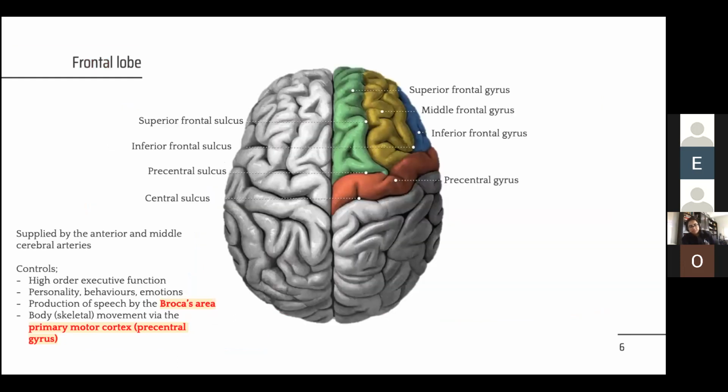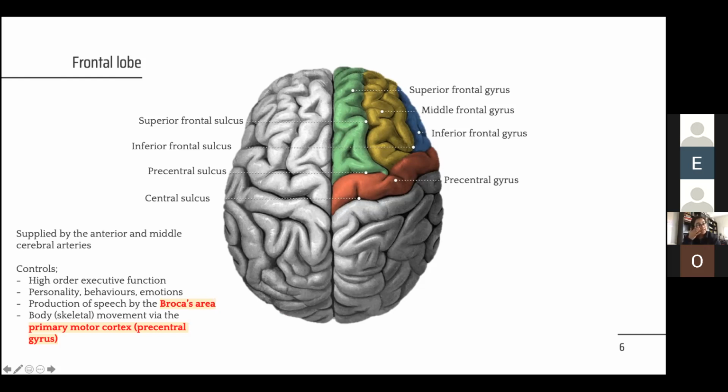So starting with the frontal lobe. The frontal lobe has 3 gyri and then the precentral gyri, so 4 altogether. So inferior, middle, and superior gyri going from lateral to medial. And then as well as that, we've got 2 sulci separating that, so the inferior sulcus and the superior sulcus. And then separating the precentral gyrus, you've got the precentral sulcus and then the central sulcus.